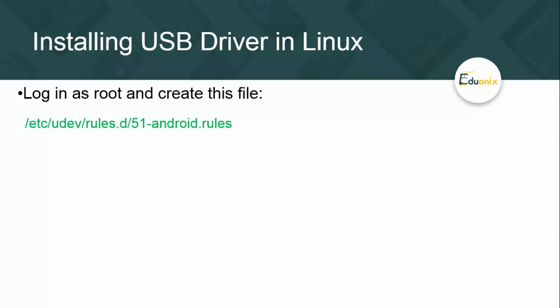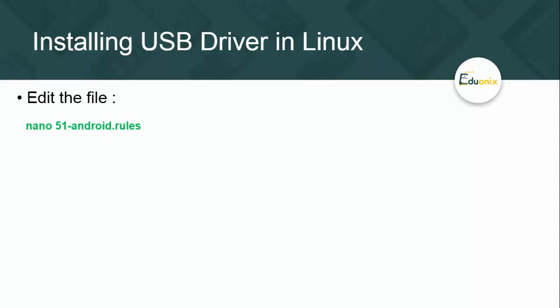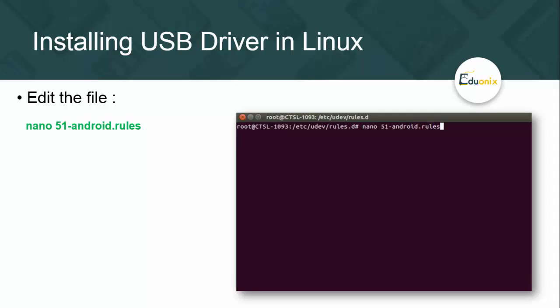First, we'll navigate to the /etc/udev/rules.d folder. Now create the file by typing the following command: nano space 51-android.rules. So the full path is /etc/udev/rules.d/51-android.rules.